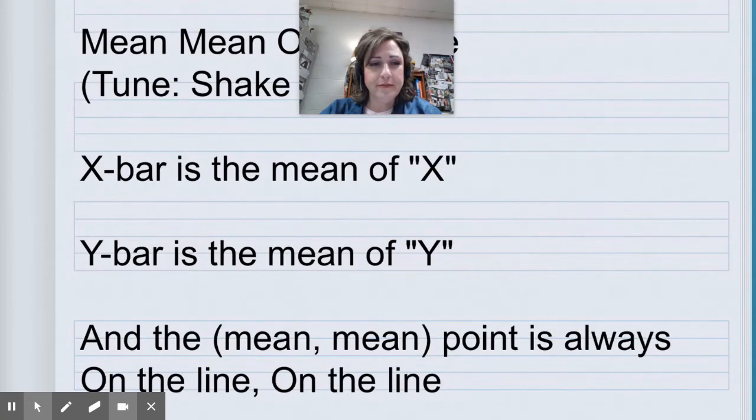X bar is the mean of x. Y bar is the mean of y. And the mean point is always on the line.